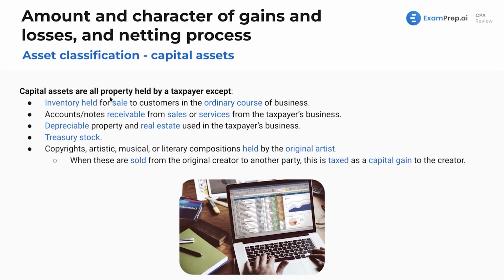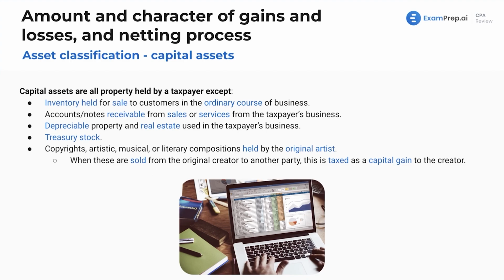Capital assets are all property held by a taxpayer except some of these items here. Inventory held for sale to customers in the ordinary course of business. That's inventory. We'll talk about that more later as well. Accounts or notes receivable from sales or services from the taxpayer's business. Depreciable property and real estate used in the taxpayer's business. Got treasury stock. And then also any copyrights, artistic, musical, or literary compositions held by the original artist. And when these are sold from the original creator to another party, this is taxed as a capital gain to the creator.